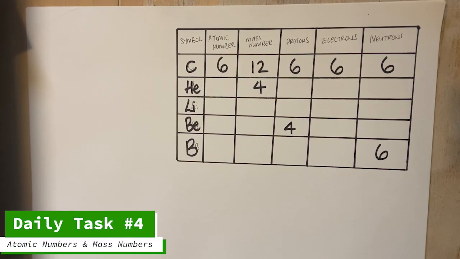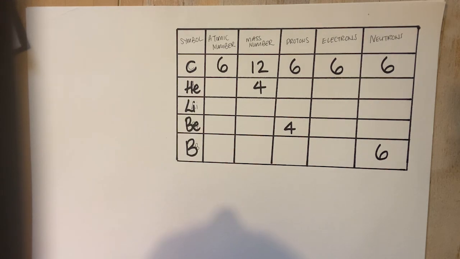Okay, daily task number 4. You are faced with a table that looks like this, and you've been asked to describe the atomic number and what information it gives us, and the mass number and what information it gives us, which leads us nicely into a task which allows us to use that information to complete.